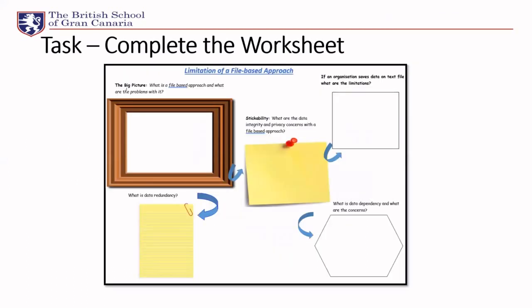Right, so what you're going to do now is complete this worksheet. You're going to have to download this onto Word because it doesn't work very well on Google Docs, because it was written on Word in the first place. So what we're going to look at is what is the file-based approach and what are the problems with it? What is data redundancy? What are the privacy concerns with a file-based approach? If an organisation saves data on a text file, what are the limitations? And what is data dependency and what are the concerns?